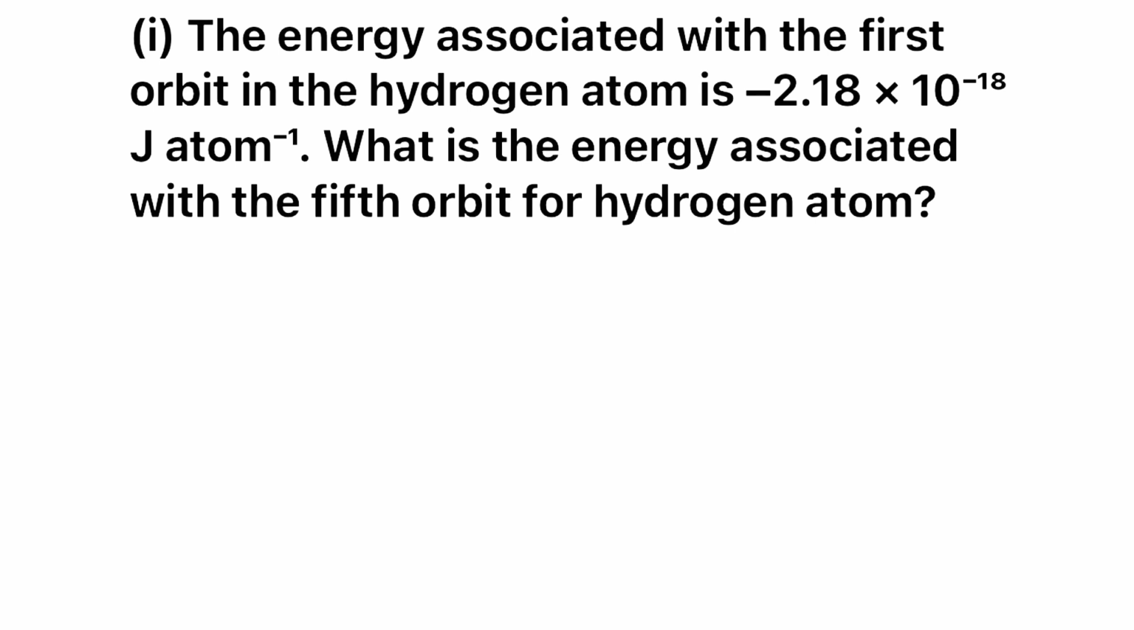The energy associated with the first orbit in the hydrogen atom is minus 2.18 into 10 raised to minus 18 joule per atom. What is the energy associated with the fifth orbit for hydrogen atom?